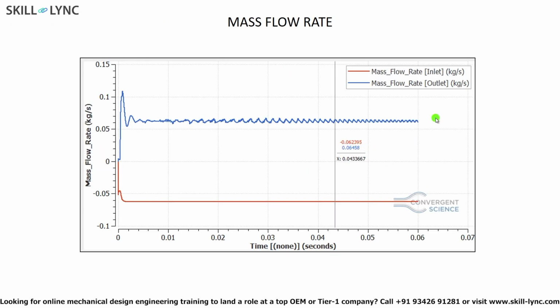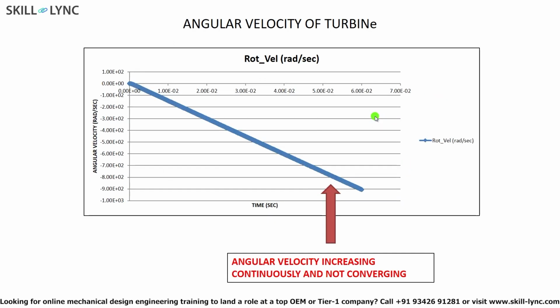If you look at the mass flow rate at the inlet and outlet, that has also converged, which basically says that the simulation has converged. But the interesting thing that we see, which tells us that the simulation has not converged, is the angular velocity of the turbine. This can be visualized from a file called fsi_object.out, which contains the angular velocity of the turbine. Here you can see that this is continuously increasing, meaning the turbine is still in its accelerating phase.